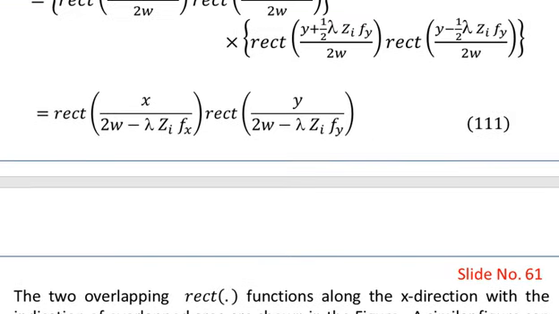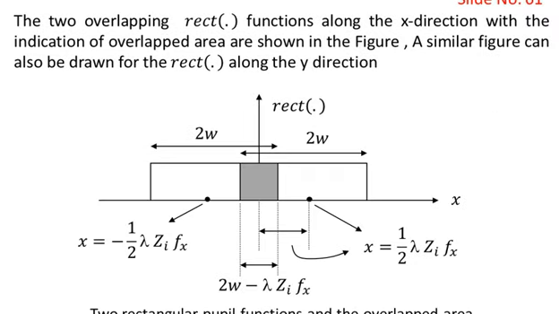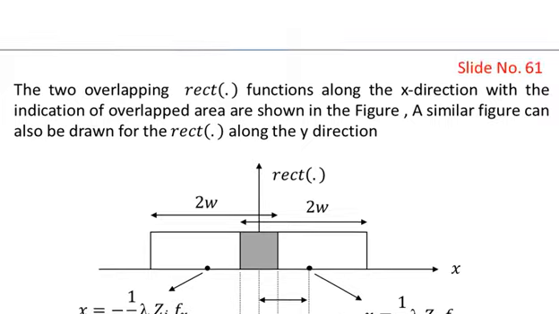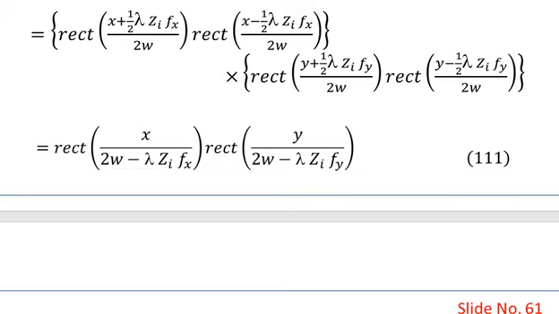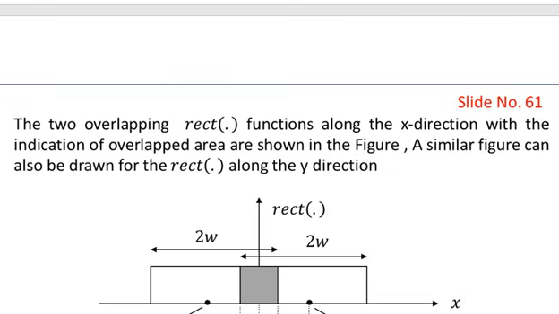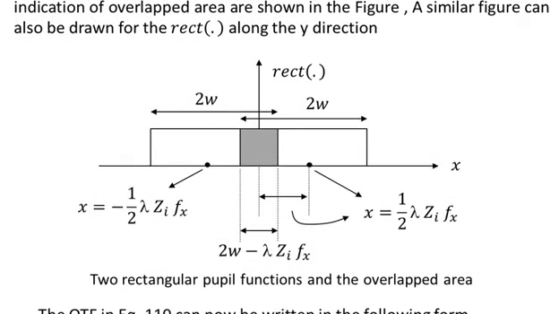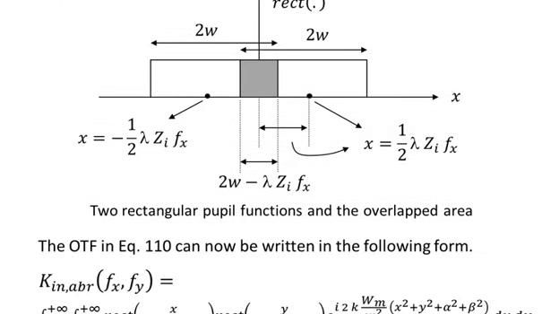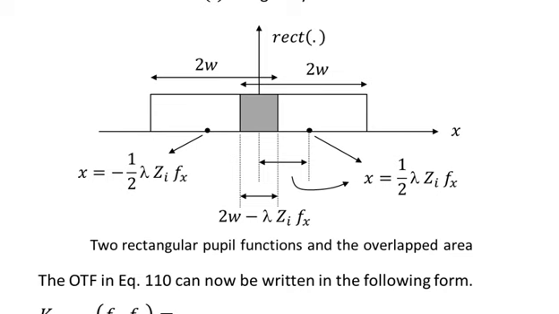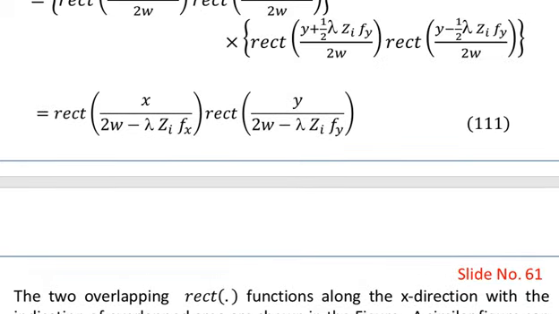And similarly, we can also draw a figure similar to this one, but along the y direction, with the y parameter on the horizontal axis. Similarly, we can justify the second rect function in equation number 111. The two overlapping rect functions along the x direction with the indication of overlapped area are shown in the figure. A similar figure can be drawn for the rect along the y direction. So we have explained this rect function. The caption is two rectangular functions and the overlapped area. And we have defined this overlapped area by a single rect function, as given on the left hand side of equation number 111.